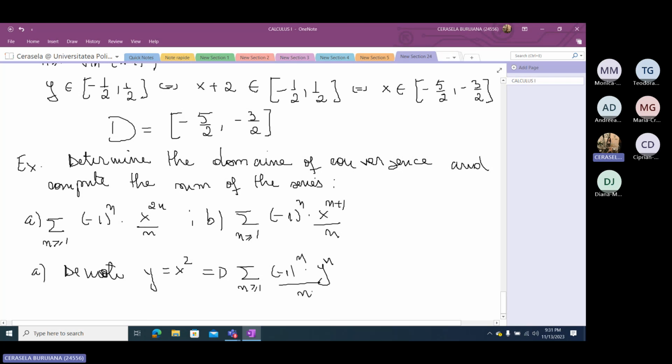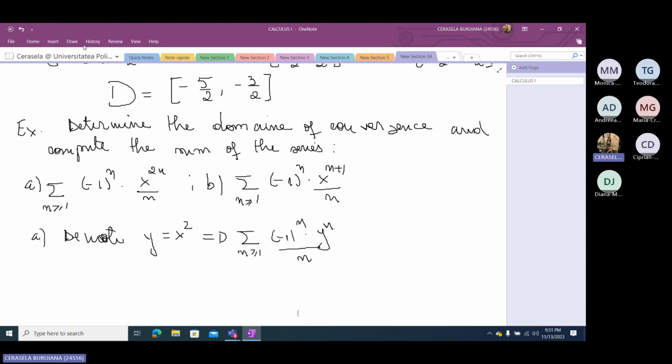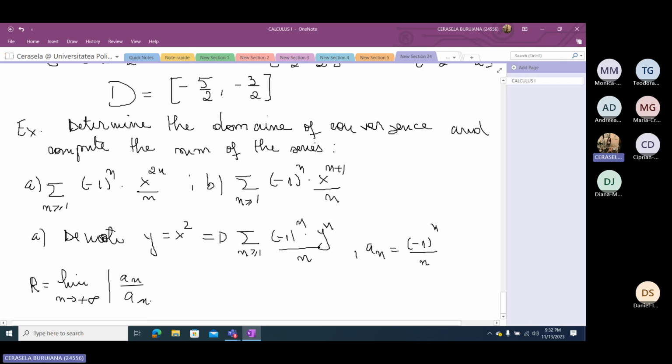As we did before, I will get a series in y. For this series, I have to determine its radius of convergence. In my case, it will be -1 over n, so I see that here there are also negative terms. For the computation of the radius, I will use also the formula with the module of a_n over a_(n+1). Let's start and perform the computations.